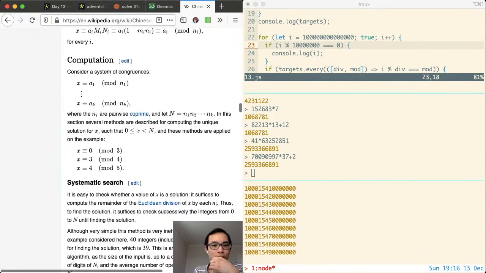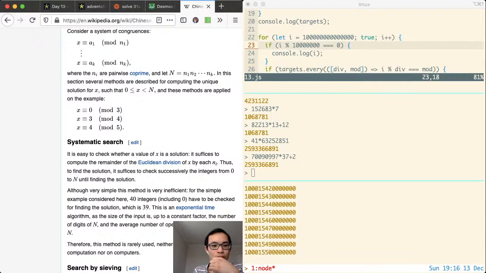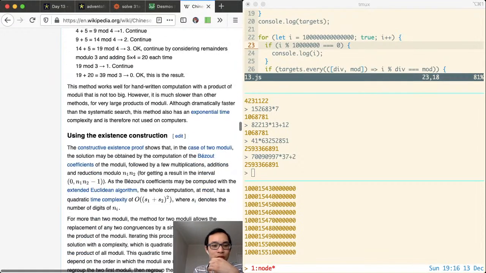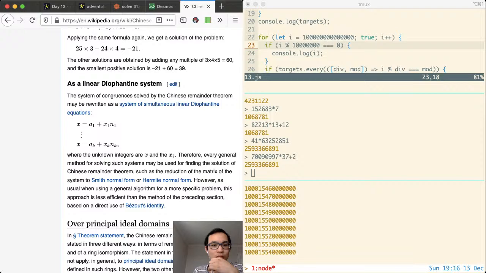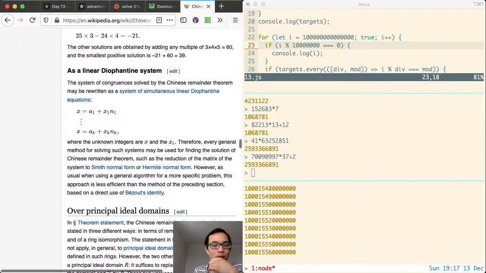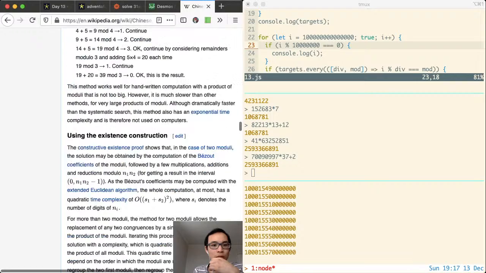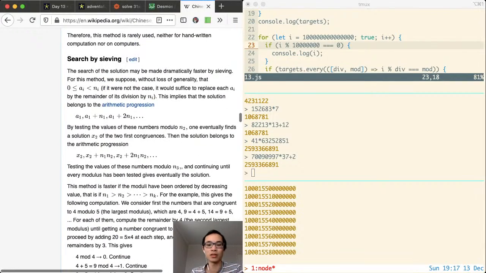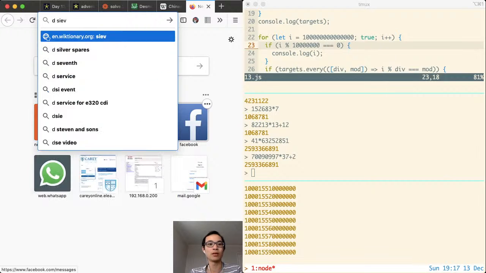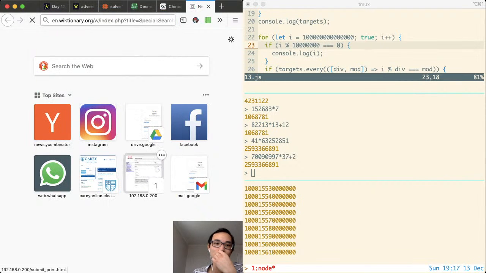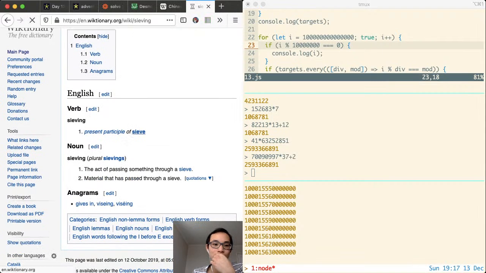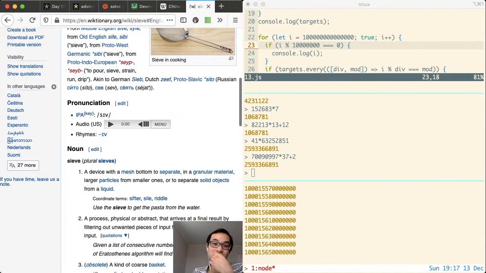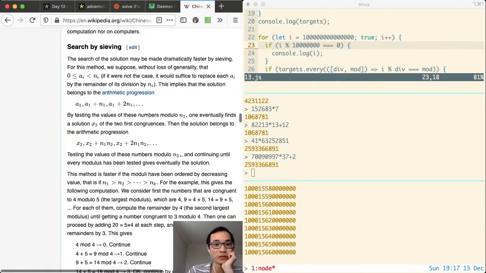Computation. Search by sieving. All right, we can search by sieving. Ah, now I'm like, how do you say this word? It doesn't say. Sieve. So sieving, maybe? I'm gonna avoid saying it.